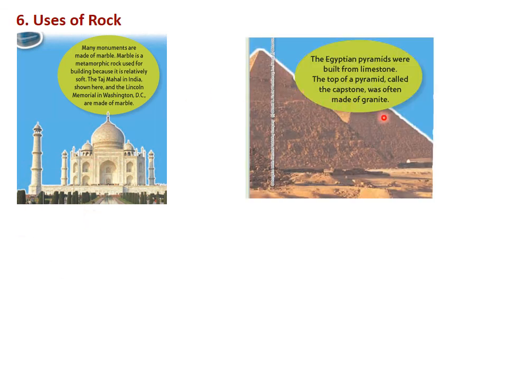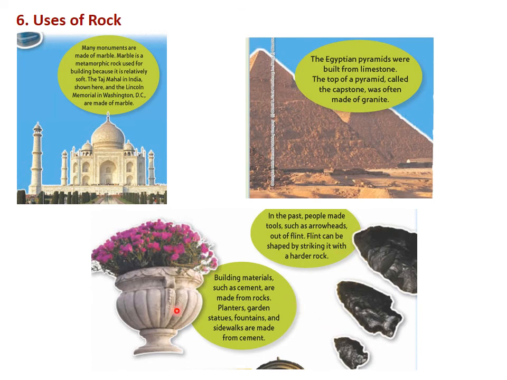The Egyptian pyramids were built from limestone. The top of a pyramid, called the capstone, was often made of granite. Building materials such as cement are made from rocks. Planters, garden statues, fountains, and sidewalks are made from cement. In the past, people made tools such as arrowheads out of flint. Flint can be shaped by striking it with a harder rock.